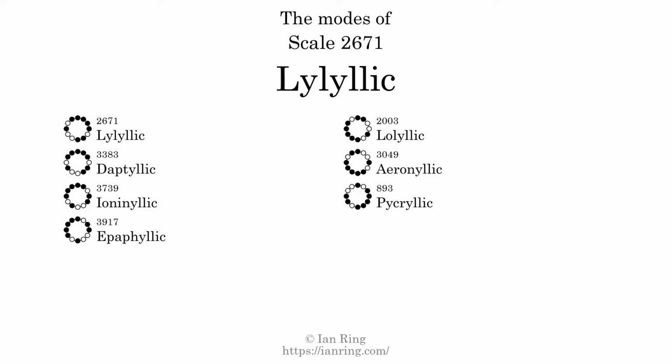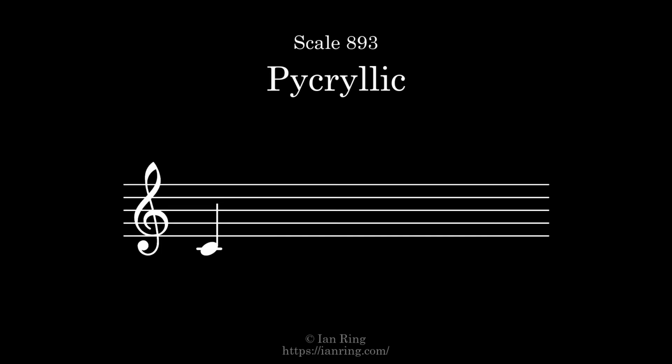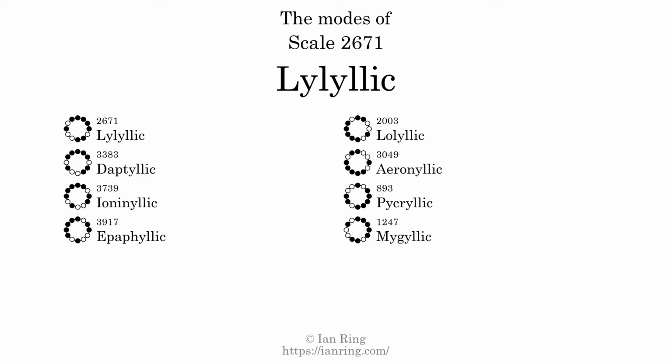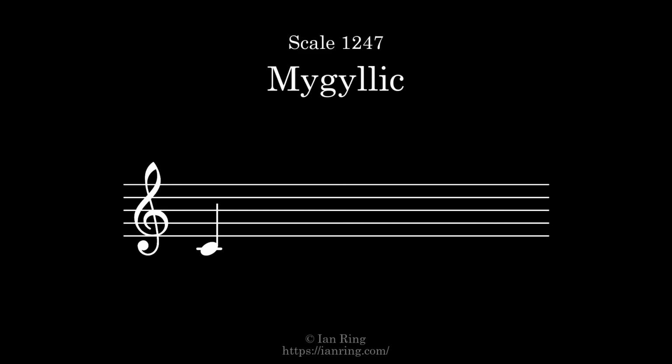The seventh mode is scale 893. Also known as Lylyllic. It sounds like this. The eighth and last mode is scale 1247, also known as Lylyllic. It sounds like this.